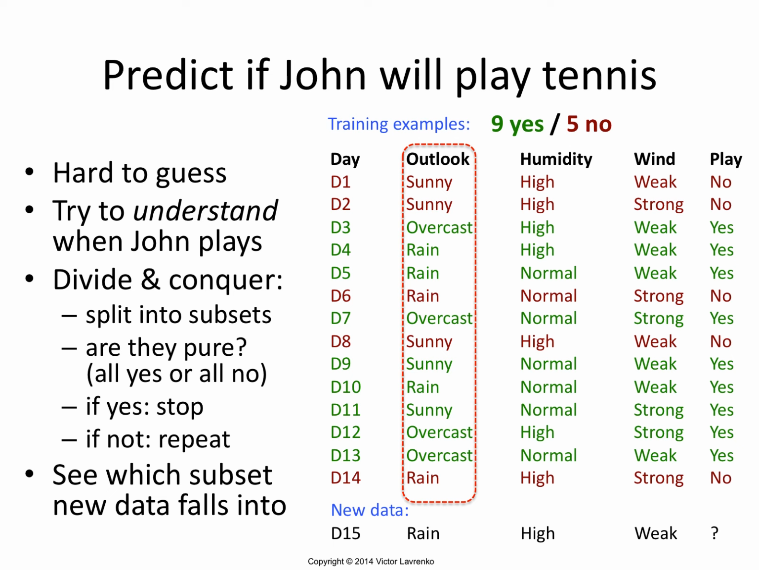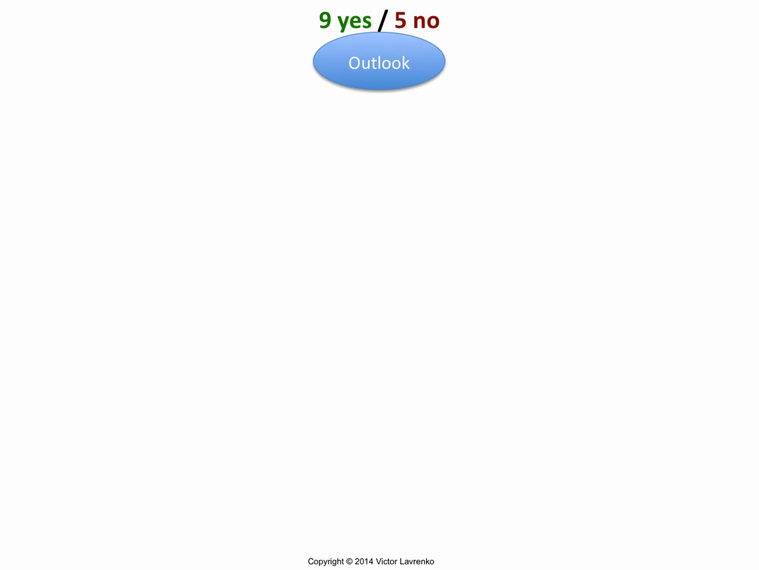If the subsets are not pure, if John both plays and doesn't play within a subset, we're going to repeat the process. We're going to take this now smaller subset and use a different attribute to split it. And we're going to keep splitting the data until there is no uncertainty about whether John plays or doesn't play. Then when we have a new data point, we'll look at which of those subsets the new data point falls into, and from that read off whether John is going to play or not.